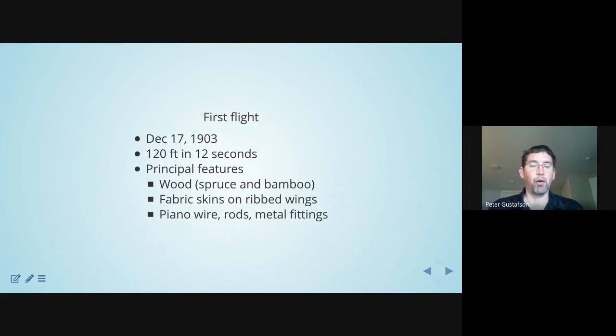Looking at that photo, the principal features of that aircraft, well, first of all, structurally, what is it made out of? It's made out of wood. It was made out of primarily spruce and bamboo. It had fabric as the wing skins for the aircraft. It did have ribbed wings. Of course, we still have ribbed wings today, although the ribs look very different than they did back then. It did have some steel in it. It had piano wire. It had some rods. It had some metal fittings. And of course, it had an engine that was very much made out of metal. But most of the structure of the aircraft was made out of wood.